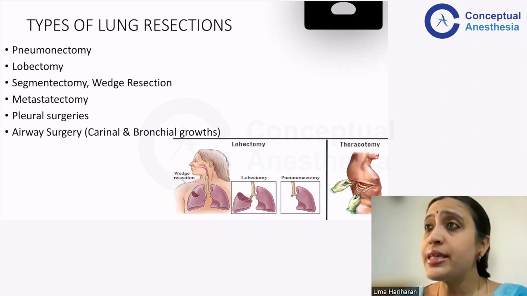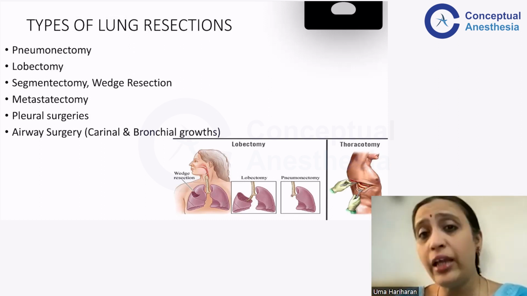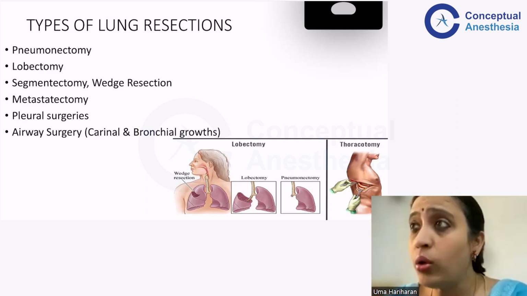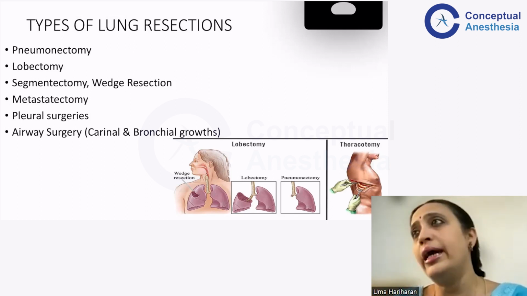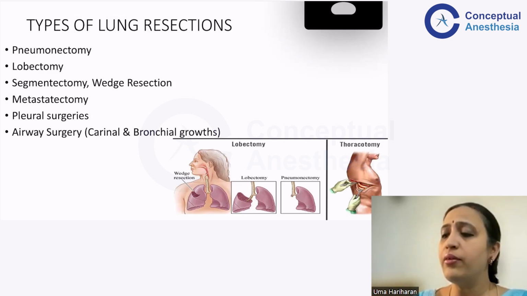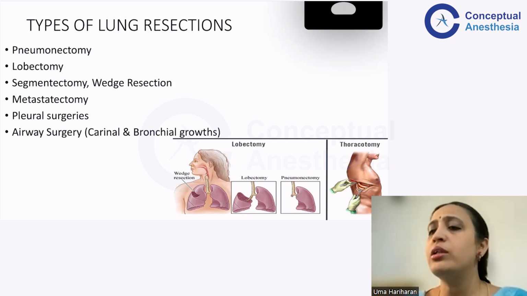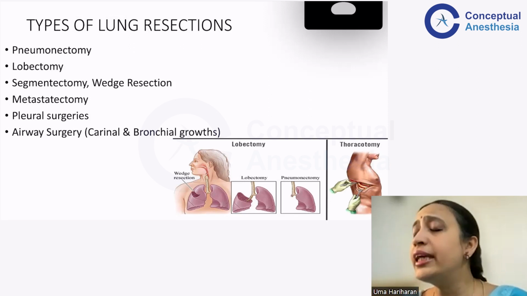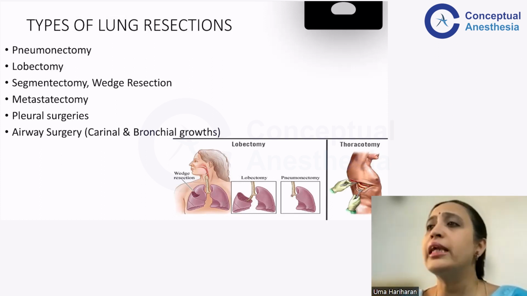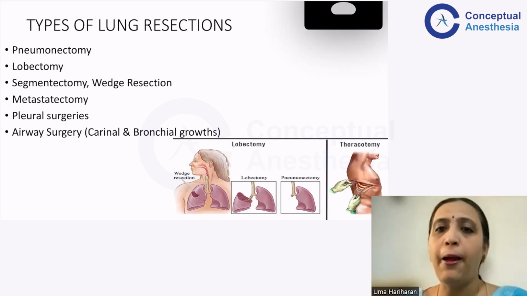Then, lung resections can also be part of airway surgery. Airway surgery is basically the lower airway surgery, the carinal and the bronchial growths, for which you will require opening of the chest. So I have also given the diagrams here, which you can see, the wedge resection, the lobectomy, the pneumonectomy, and the thoracotomy incision. Basically, it is given on the lateral, posterolateral or the anterolateral approach to the lung. So this has to be crystal clear before we proceed further.